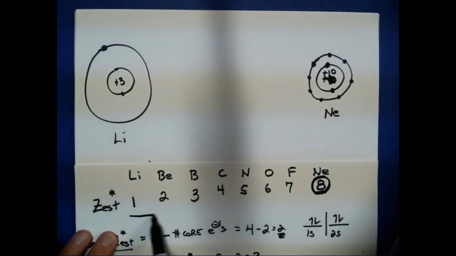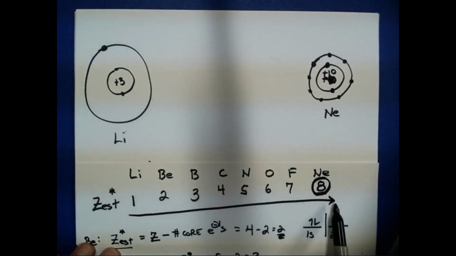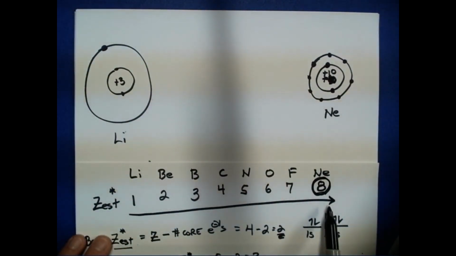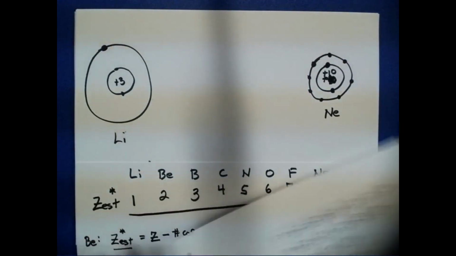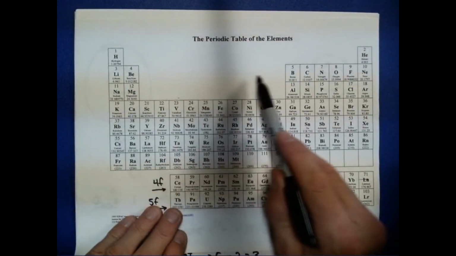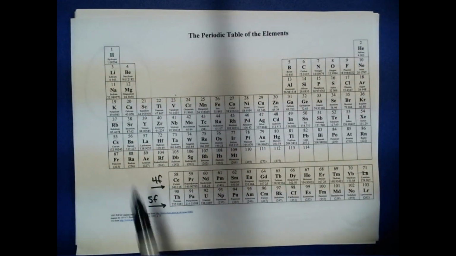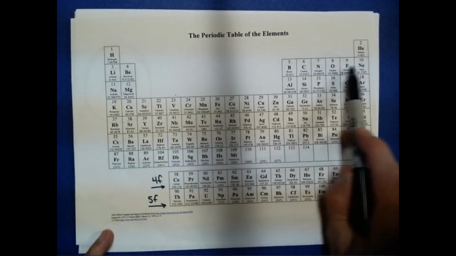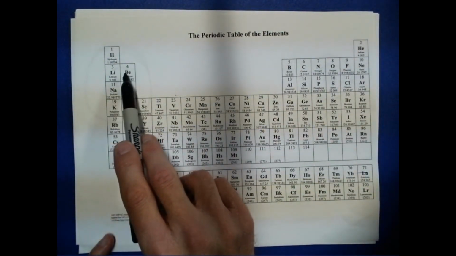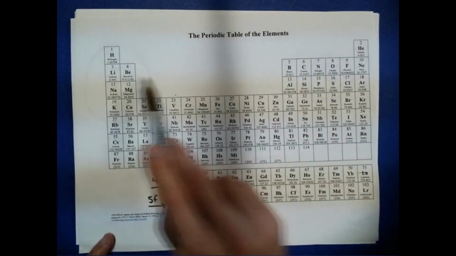And we see as we go across this period that the effective nuclear charge increases. Again, we're estimating, but nevertheless, this effective nuclear charge increases as we go across the period. And so what we would expect as we look at these elements going across that second period, because the effective nuclear charge increases as you go across the period, is that the sizes of the elements would get smaller and smaller as you go across the period.